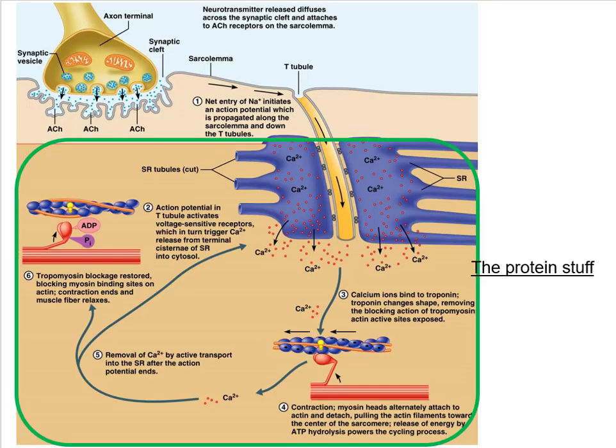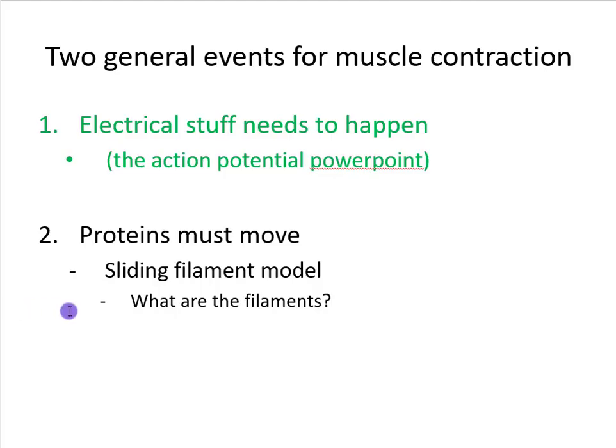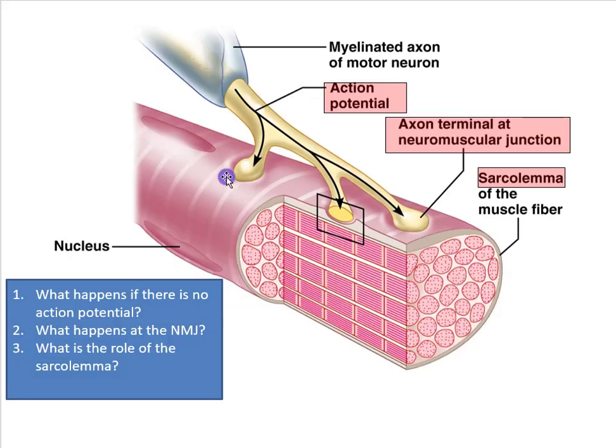contraction? Because if there's no action potential coming down the nerve, there's no action potential generated. If there's no action potential generated, there's no action potential propagated. If there's no action potential propagated, then there's no release of calcium from the sarcoplasmic reticulum. If there's no release of calcium from the sarcoplasmic reticulum, then there is no sliding filament model, and therefore your muscle itself doesn't contract.